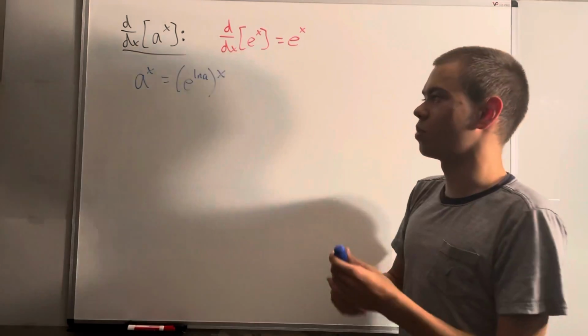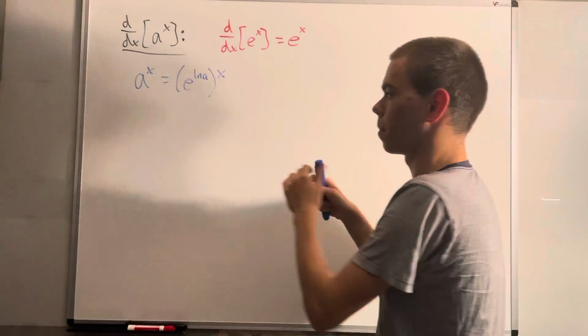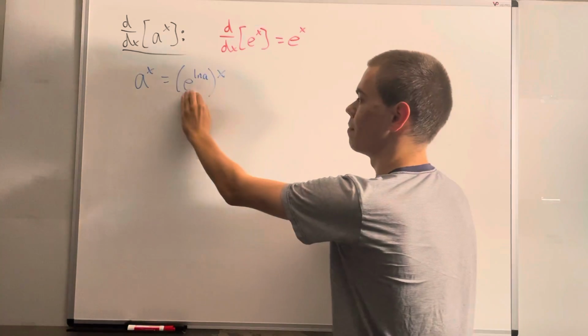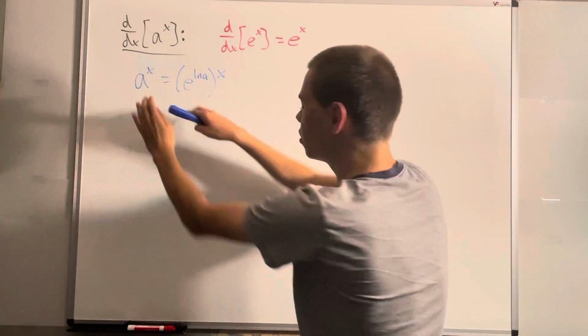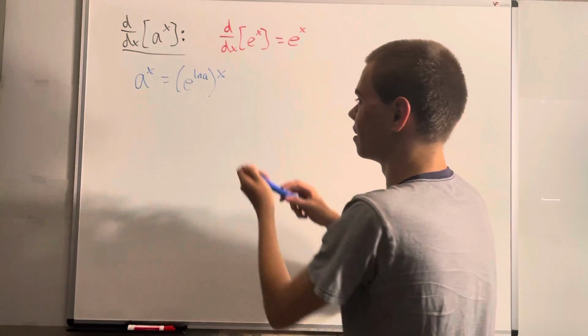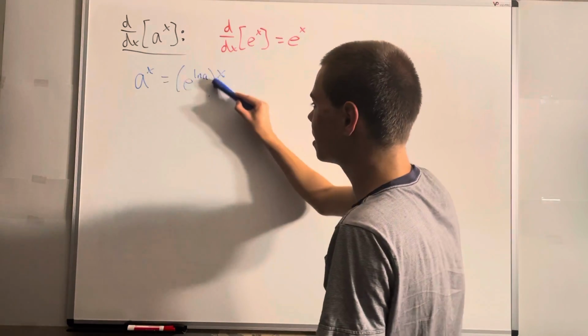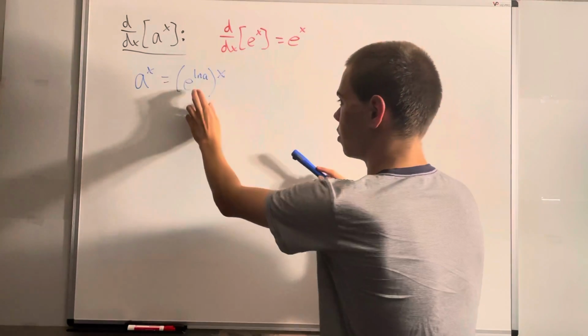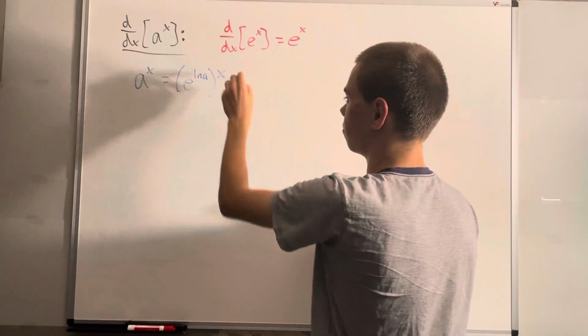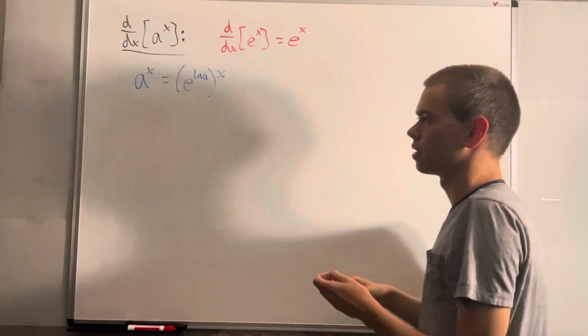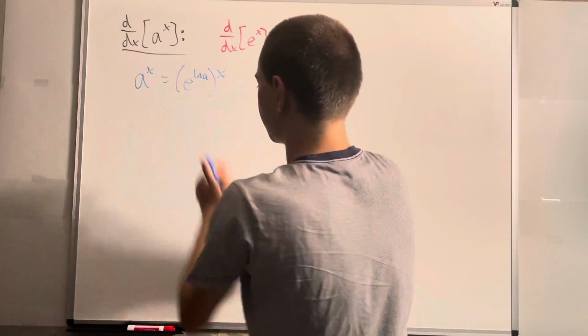Notice what we have here. We've converted our base of a into a base of e. And both sides of the equation are equal to each other, because if you notice right here inside the parentheses, this is really just equal to a, since e and natural log cancel out, and we're left with just a. That's the whole idea.